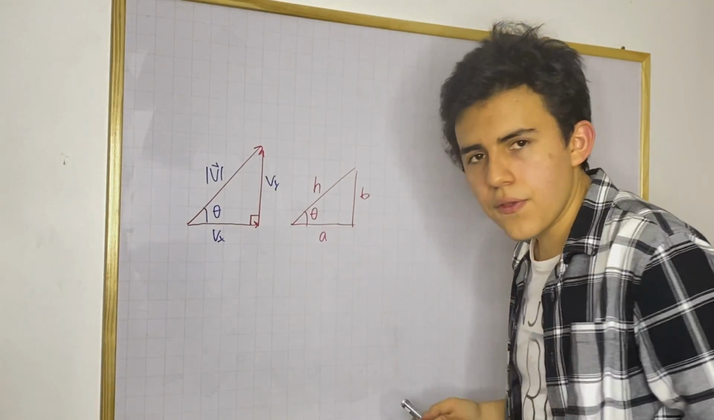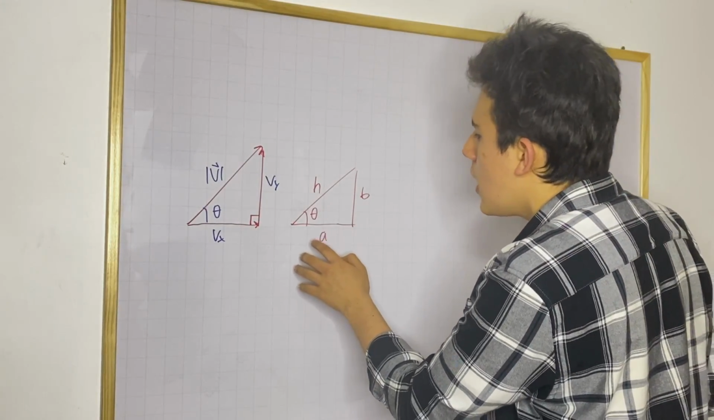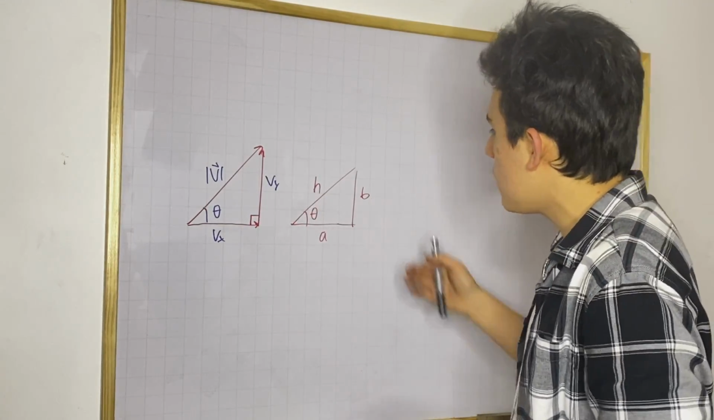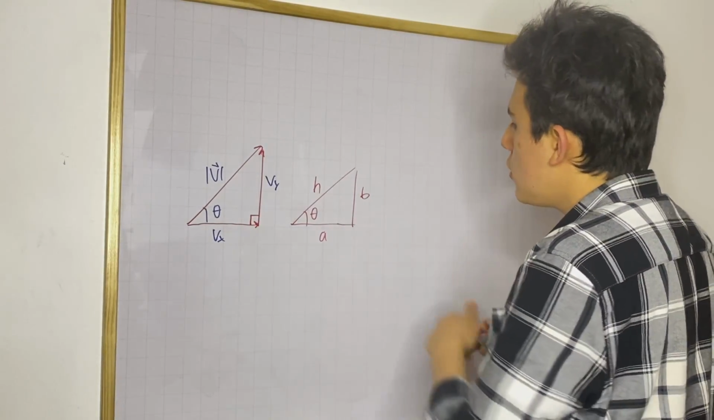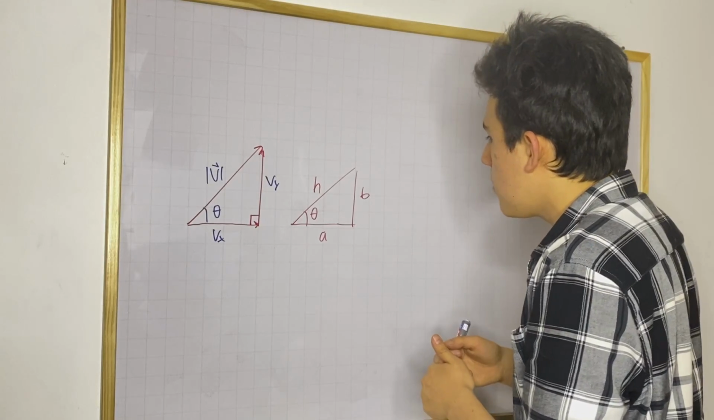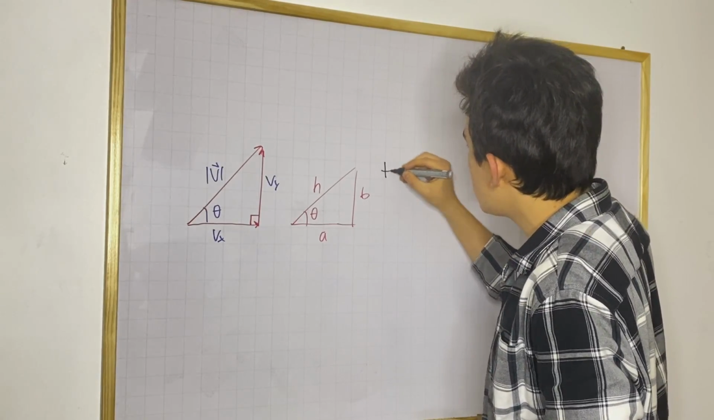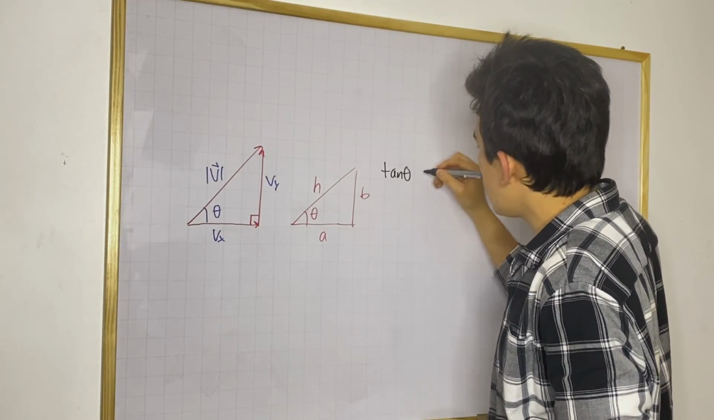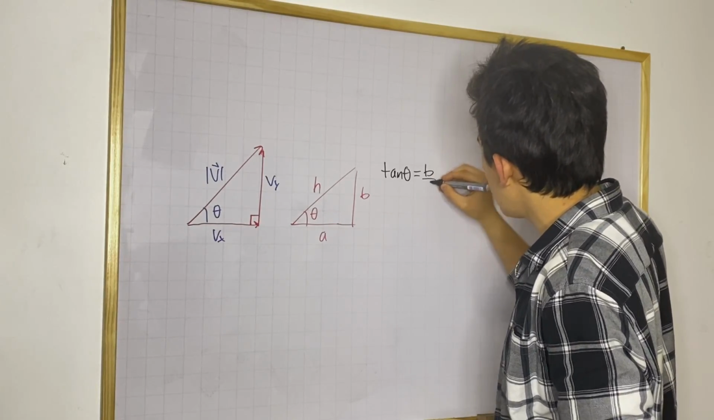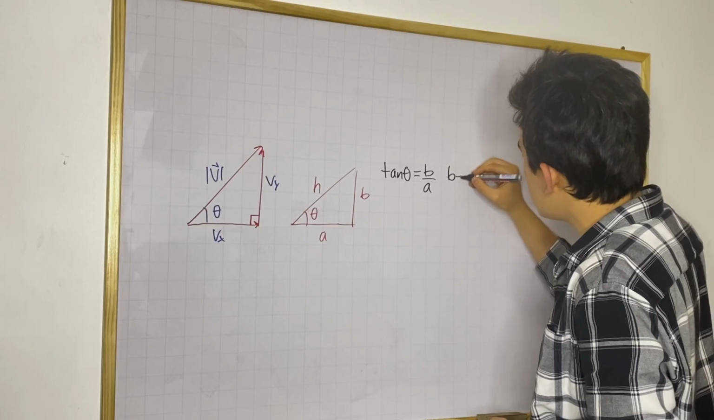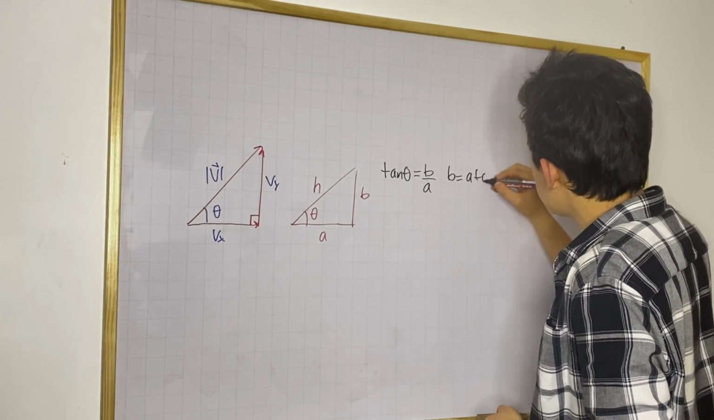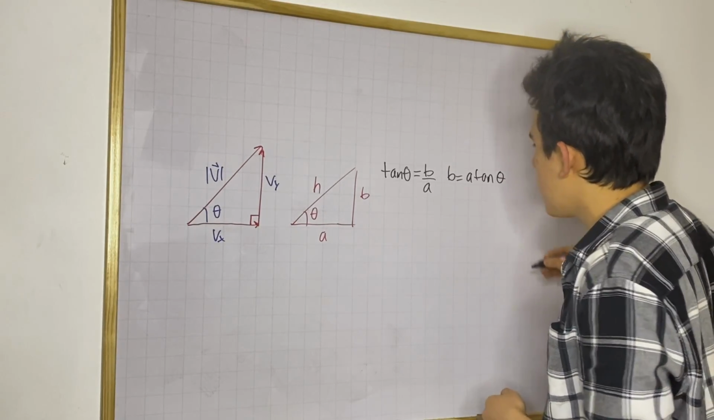Well, you have a lot of things you could do. For example, you could use the Pythagorean theorem and solve for B. Or if you want to use a trigonometric function, let's use, for example, tangent. Tangent of theta is equal to B over A. Remember, it's opposite over adjacent. So you could say B is equal to A times tangent of theta.